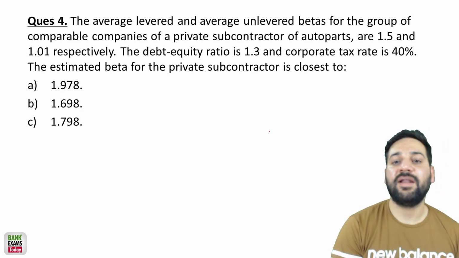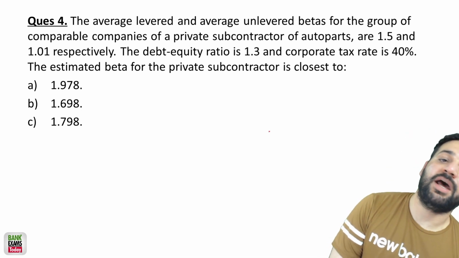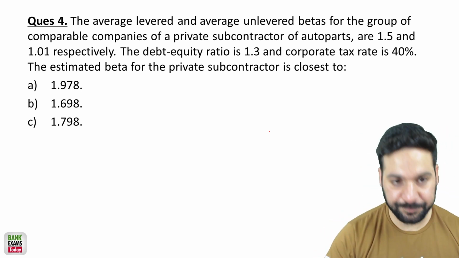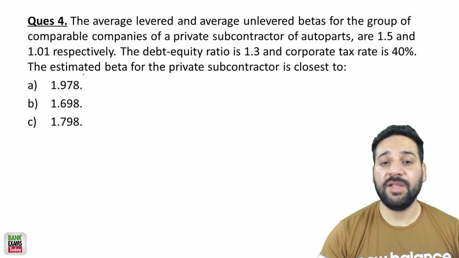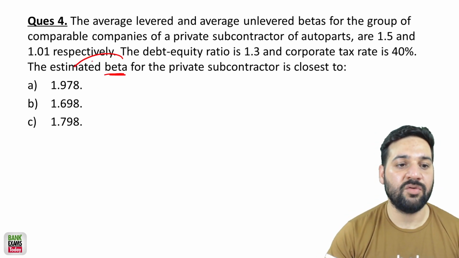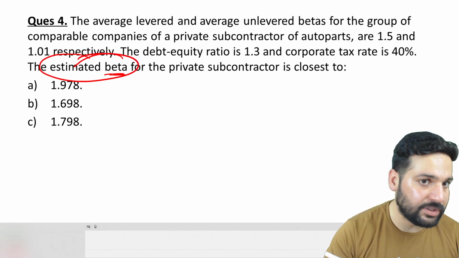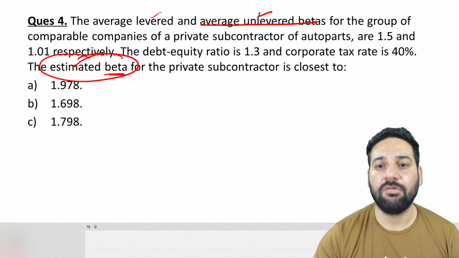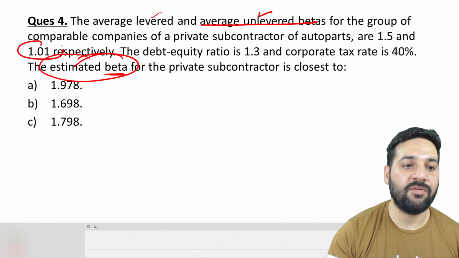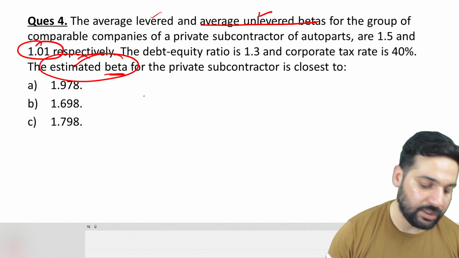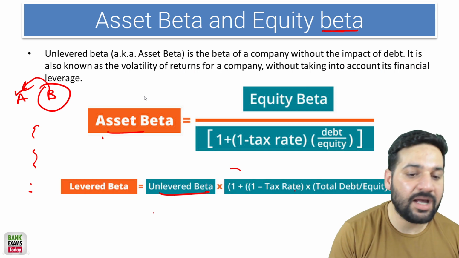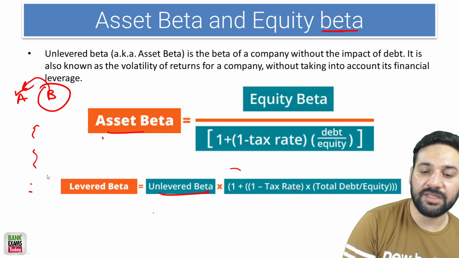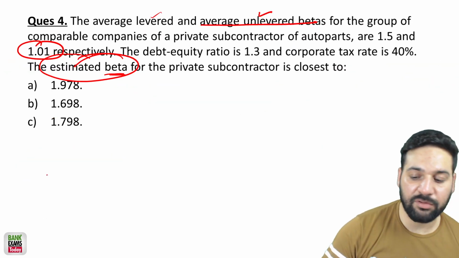The average levered and unlevered betas for a group of comparable companies of a private subcontractor of auto parts are 1.5 and 1.01. You want to calculate the estimated beta for the private subcontractor. If nothing is mentioned, that means you want to calculate the equity beta. So you are looking for the unlevered beta, the asset beta 1.01, to calculate the equity beta. To implement this formula, you need the unlevered beta. Remember this. Please remember both of these formulas. In the second one, the unlevered beta is given, so you have to use it.